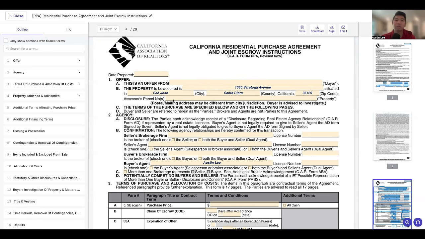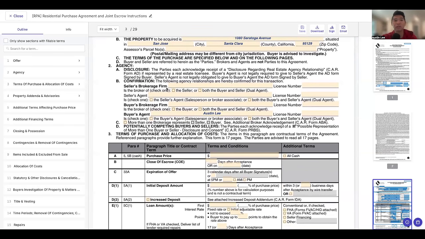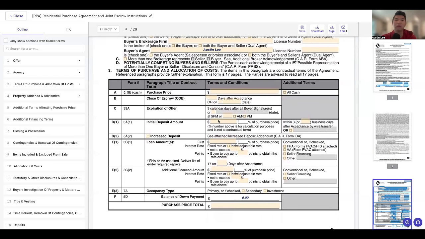You see parcel number. This is a pretty standard number that comes with every address. It's very similar to a postal mailing address, and this is something that you or your agent can look up pretty quickly. Okay, so this is the seller's brokerage firm. So this will be the seller's agent that you're writing the offer to. And then this is the buyer's agent, the buyer's brokerage firm as well. You can put the license number here as well. And then here's the matrix where you put the terms of your offer. So you can see purchase price. That's pretty straightforward. If you want to put all cash, you would check it here.